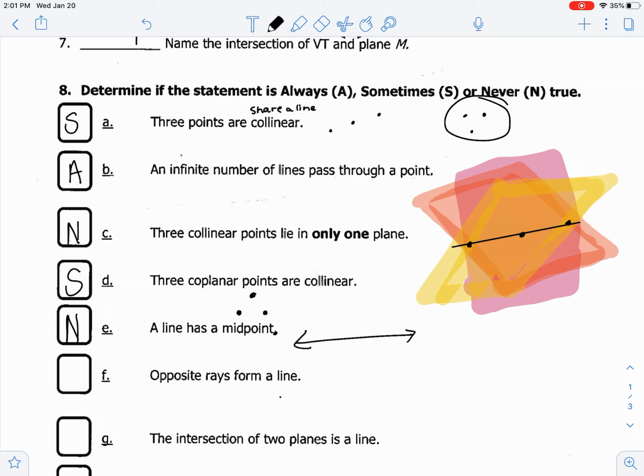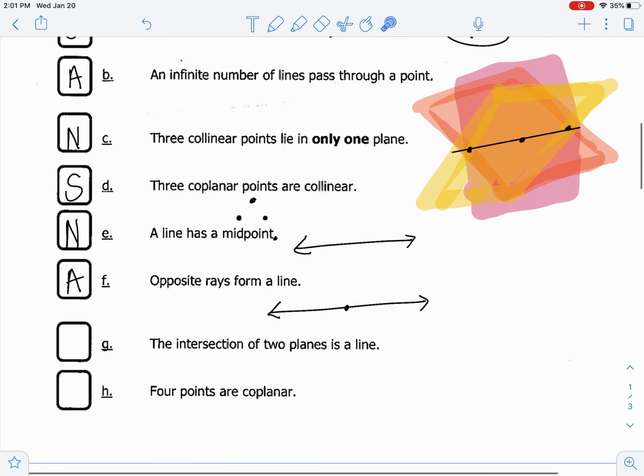Opposite rays, this is an example of opposite rays. We have a ray going in that direction, a ray going in this direction. Opposite rays form a line. This looks a whole lot like a line. Yes, they do, always. It's part of the definition. The intersection of 2 planes is a line, always.